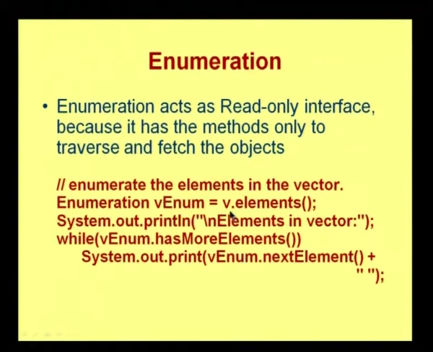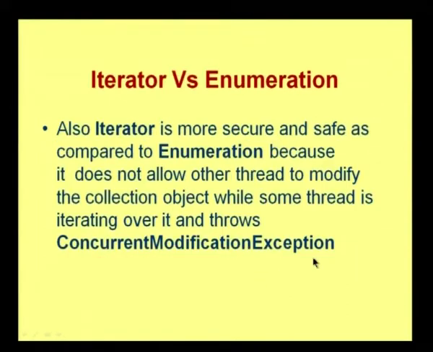So for enumeration, I have vector.elements, which has been assigned to an Enumeration. So I can browse through it. I can go to the next element, I will check whether I have more elements. If so, I go to the next element and I can print it.